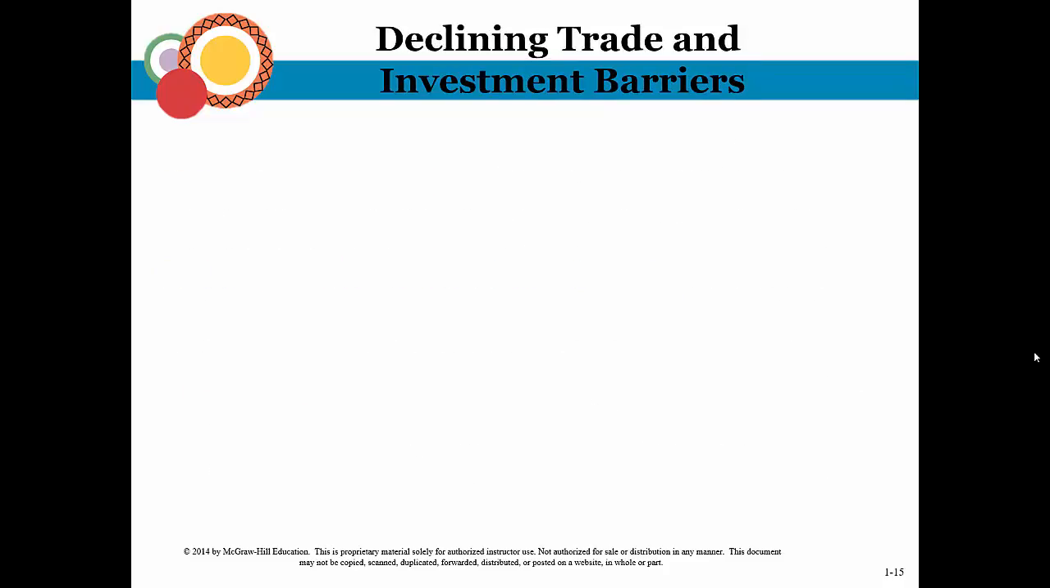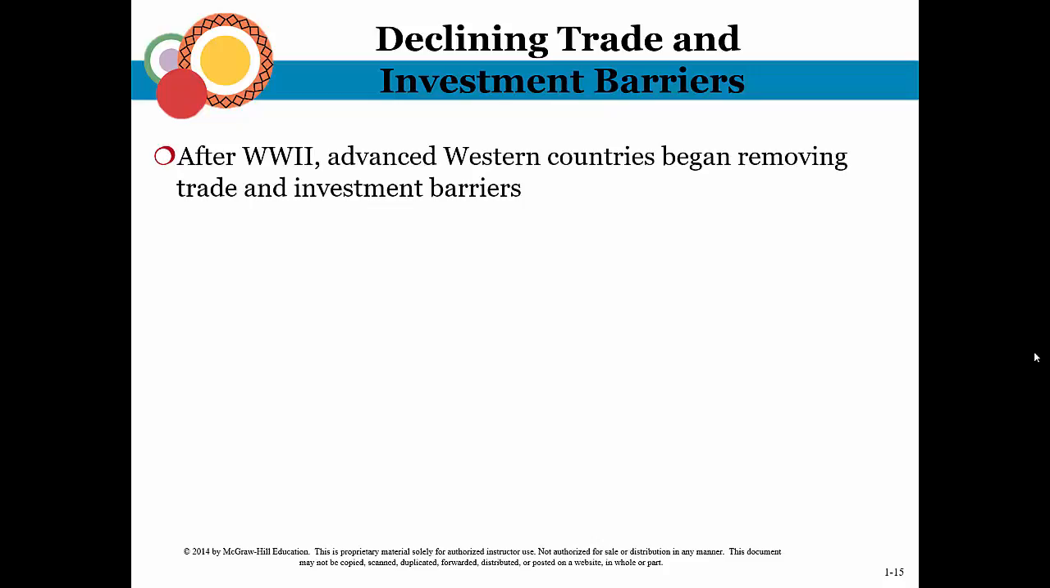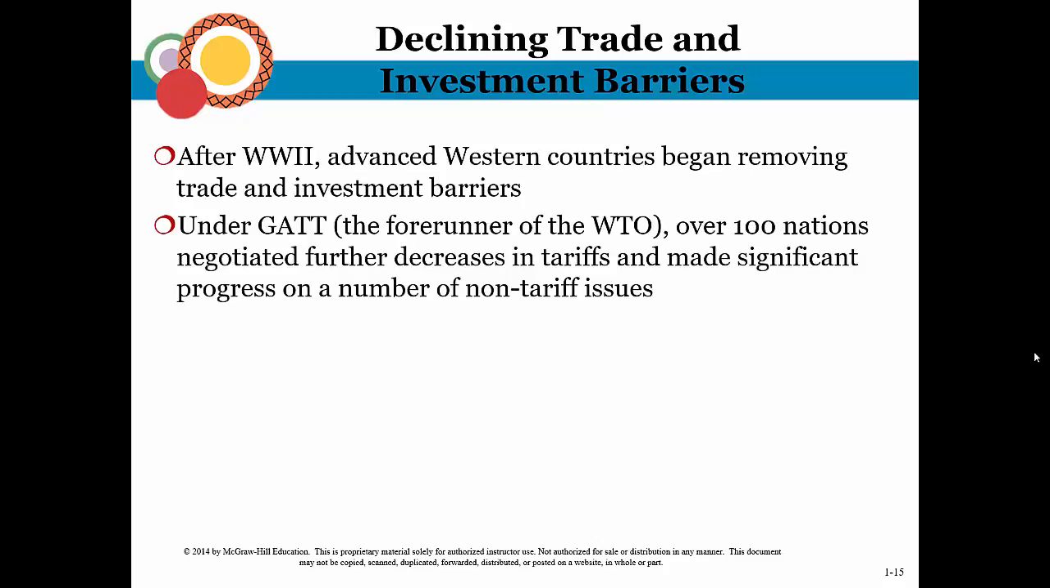So what are some of the barriers that have been lifted for declining trade and investments? After World War II, the Western countries began removing these barriers and started to focus on facilitating more of these transactions and investments to be made, essentially. The forerunner to the WTO, the GATT, comprised of over 100 nations, negotiated further decreases in tariffs and made significant progress on a number of non-tariff issues, if you will.